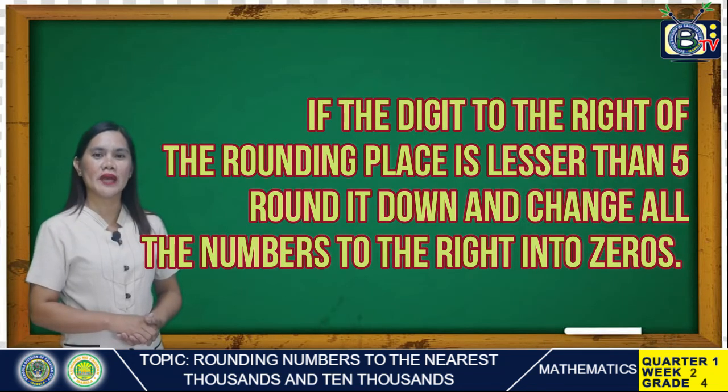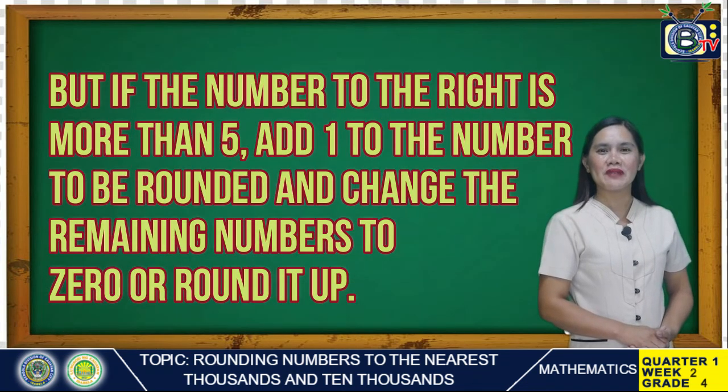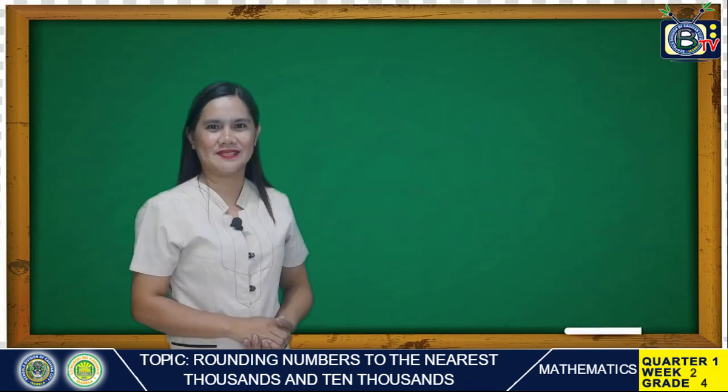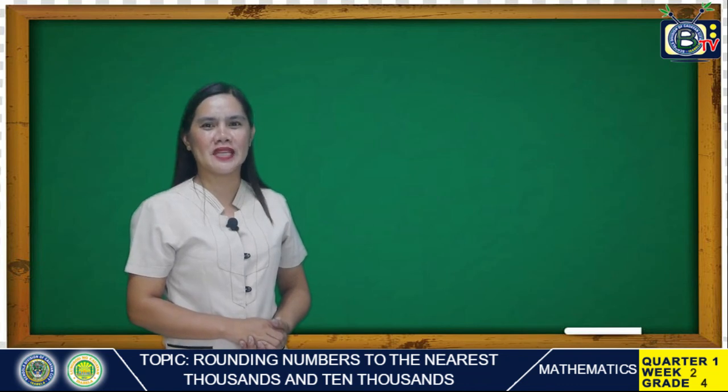If the digit to the right of the rounding place is lesser than 5, round it down and change all the numbers to the right into zeros. But if the number to the right is 5 or more, add 1 to the number to be rounded and change the remaining numbers to 0, or round it up. Once again, one lesson has been done for today.